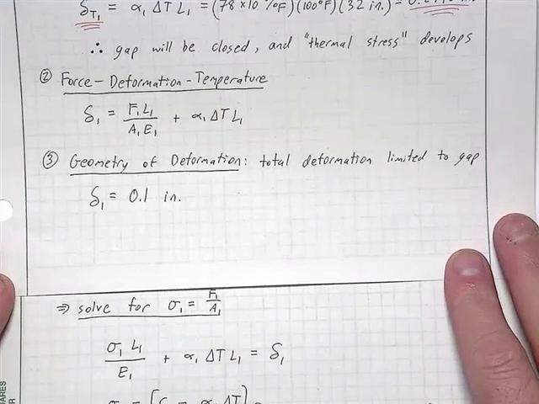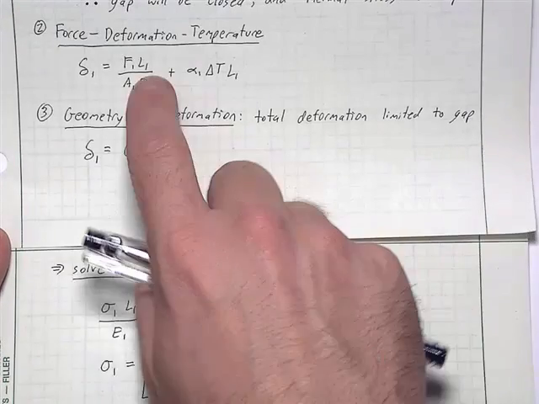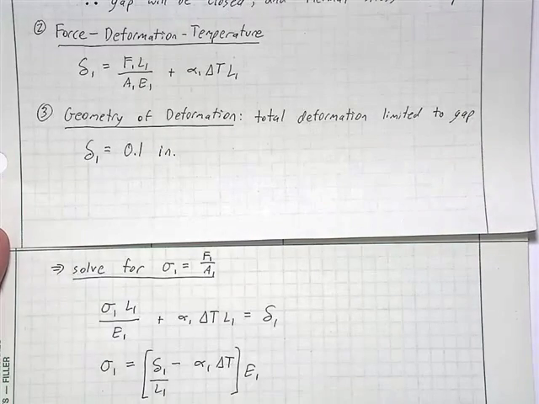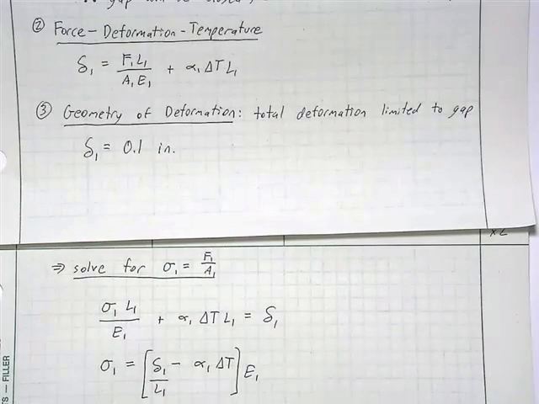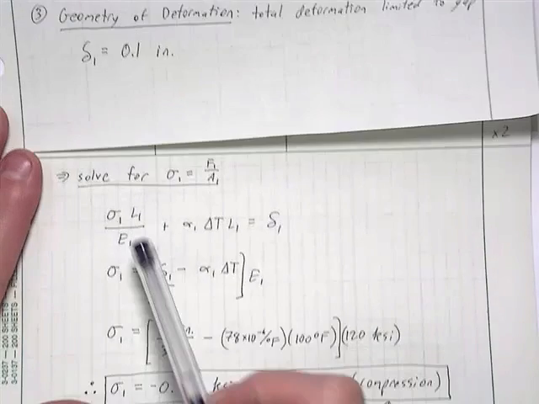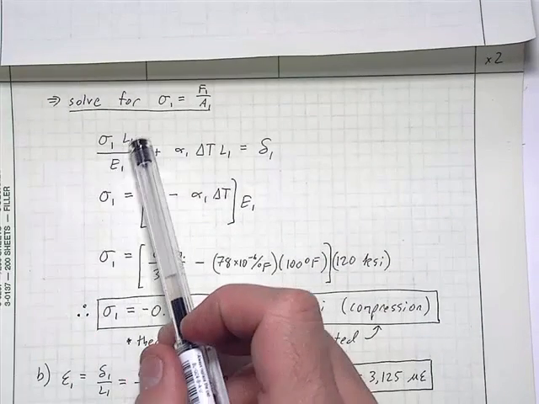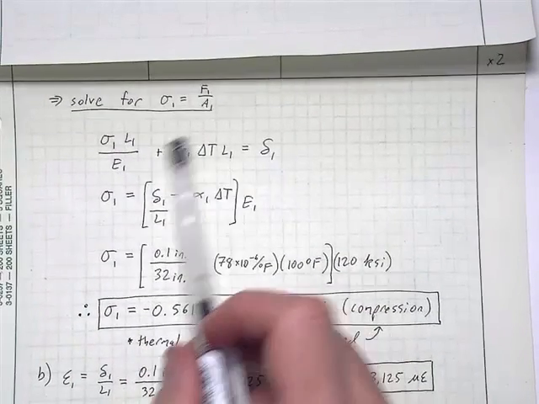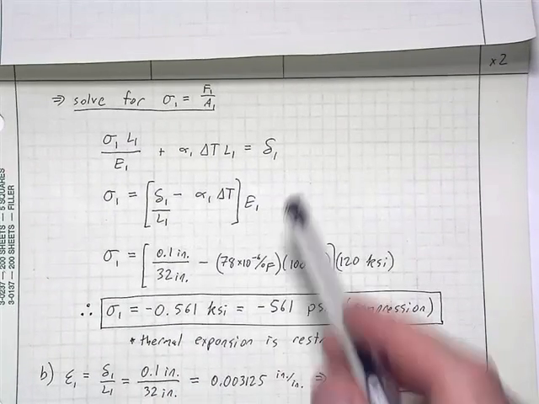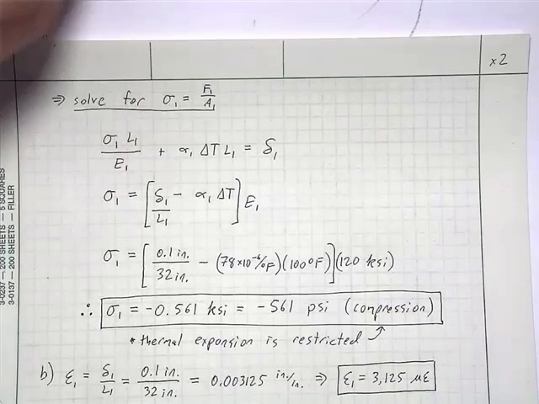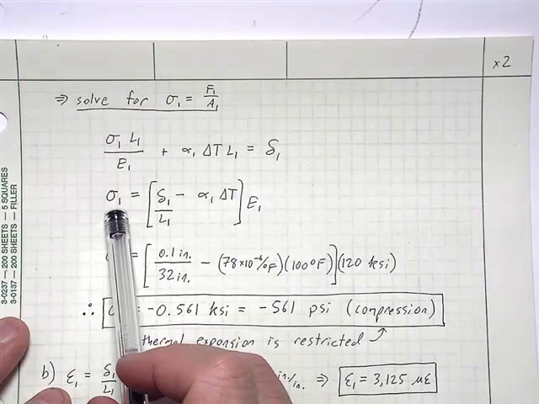With that, we can then combine 1 and 2 and solve, because everything is known here now. Now that we know what delta 1 is, everything is known except for the internal force. So we can solve the force deformation temperature relationship for the stress, which is just F over A. We write it in terms of the stress: stress times length over the elastic modulus, plus this thermal deformation part, needs to equal the 0.1 inches, and solve for sigma 1.